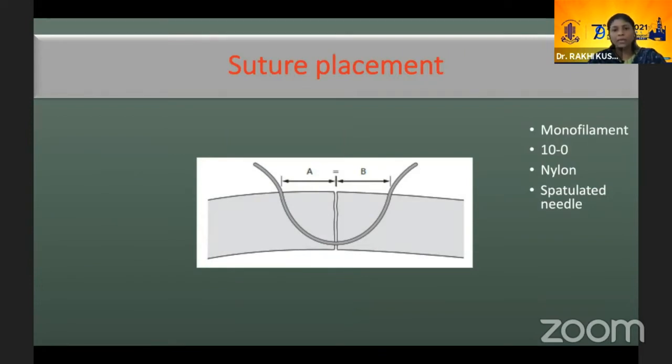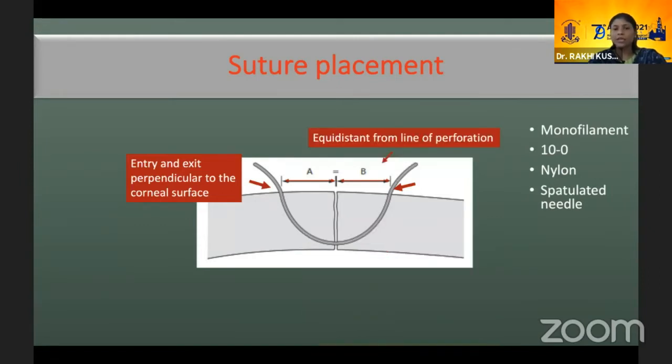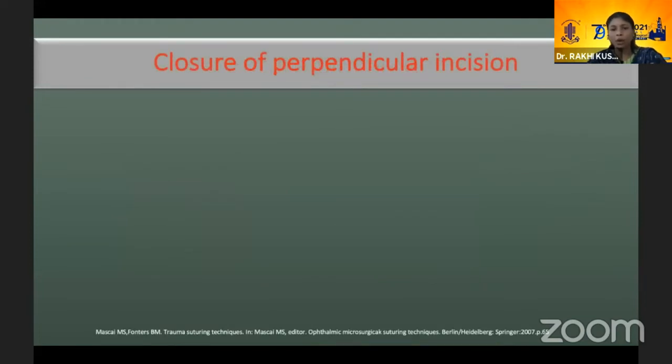At the time of suture placement, the tip of the needle should be perpendicular to the corneal surface, not at the entry site only, but also at the exit site. And their distance from the line of perforation should be equal on both sides. Means A and B should be equal. Line of perforation to entry site and line of perforation to exit site should be equal. The depth of the needle passage should be around 90% and should be equal on both sides of the line of perforation. This is the actual ideal placement of the suture, and we should try to be close to it.